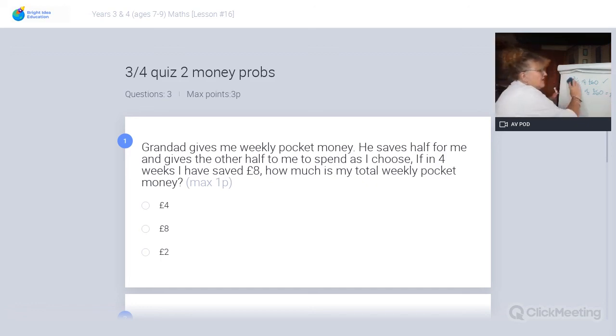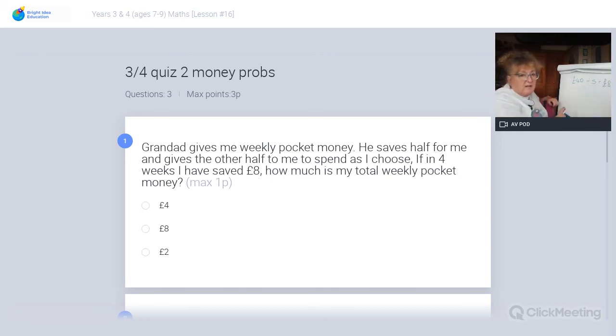Auntie says she will give me £40 spending money in total. £40 in total, and we are going for 5 weeks. So 40 divided by 5. 5 groups. 5 eights are 40. So each week I get £8.